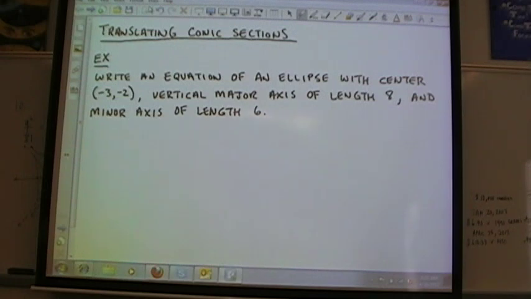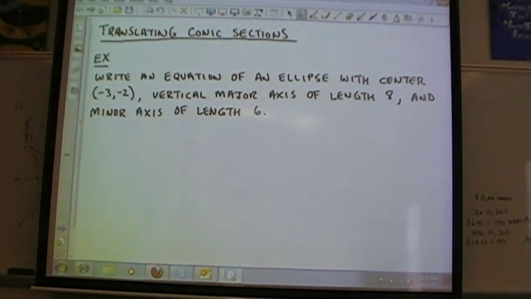Right, translating conic sections. Write the equation of an ellipse with center -3, -2, vertical major axis of length 8, and minor axis of length 6. So with this one, they give us all the information we need. We don't have to do much work here.